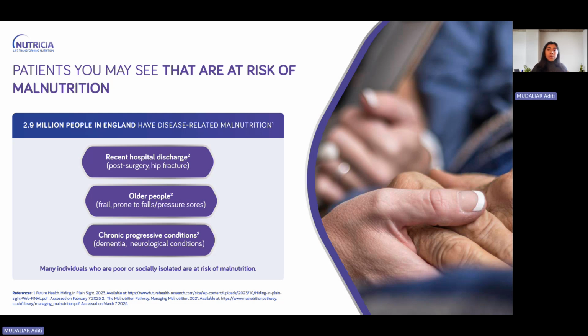And crucially, although we won't be going into depth here, malnutrition isn't limited to those underweight. Those living with obesity can also be malnourished, especially when experiencing that key factor of unexplained weight loss.